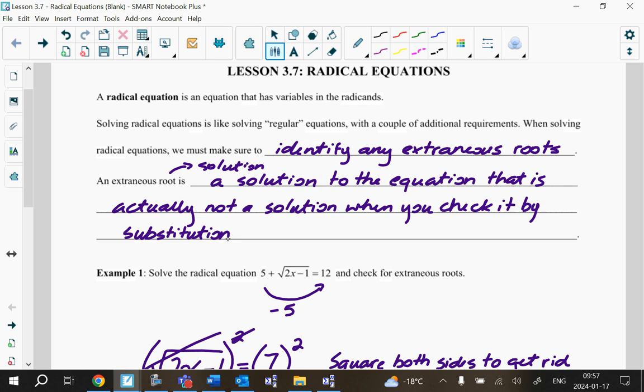So that's something new. You can always check solutions no matter what the equation looks like. With regular equations, we could check them to see if they're right. But usually there are no extraneous roots in regular linear equations. There are no extraneous roots in quadratic equations, but there could be ones in radical ones. And we're going to see an example of that right now.